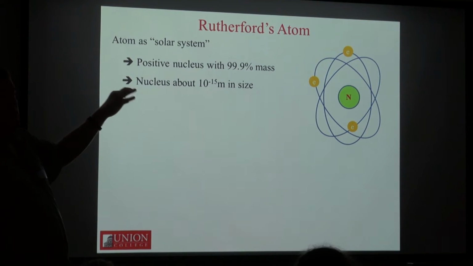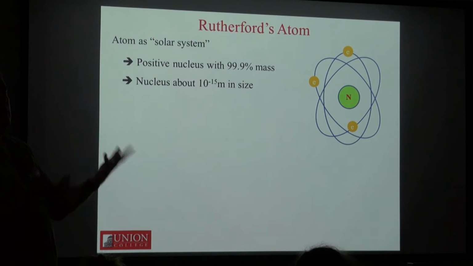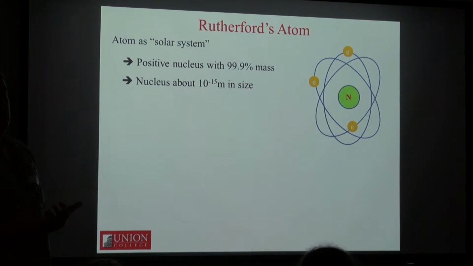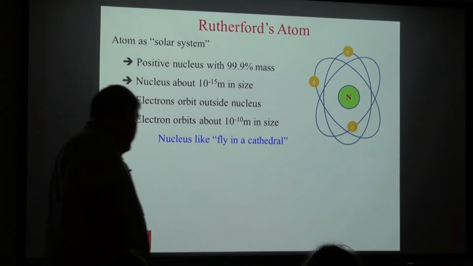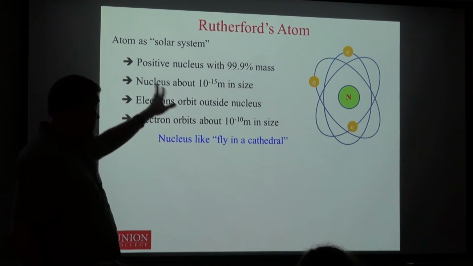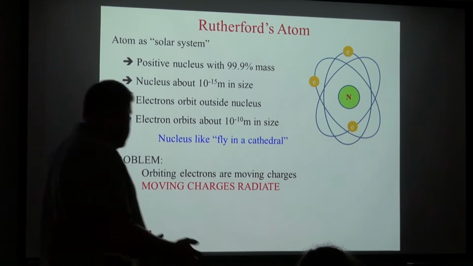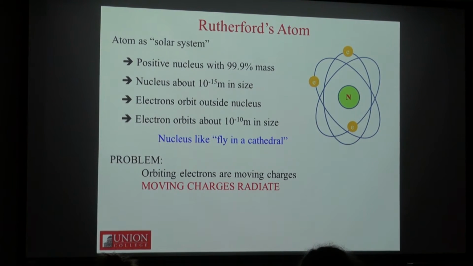The nucleus, based on these results, you can say has to be about 100,000 times smaller than that. The evocative phrase that somebody uses is it's like a fly in a cathedral. It's actually the name of a pretty good book about experiments done in Rutherford's lab. So this is Rutherford's model of the atom, which has a tiny problem, which is it can't possibly work.